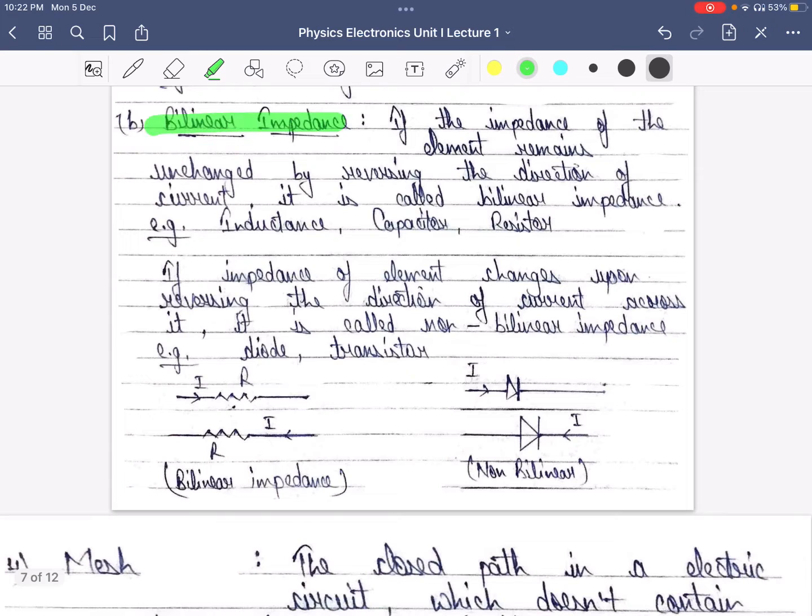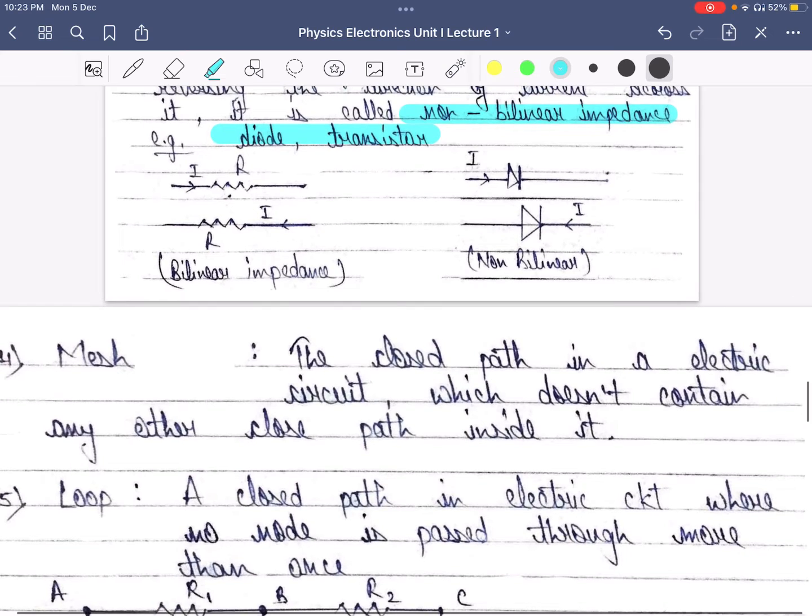Now let's take a look at the bilinear and non-bilinear impedances. If the impedance of the element remains unchanged by reversing the direction of the current, it is called bilinear impedance. Otherwise, it is called non-bilinear impedance. Inductor, capacitor and resistor show bilinear impedance, whereas diode and transistor show non-bilinear impedance.